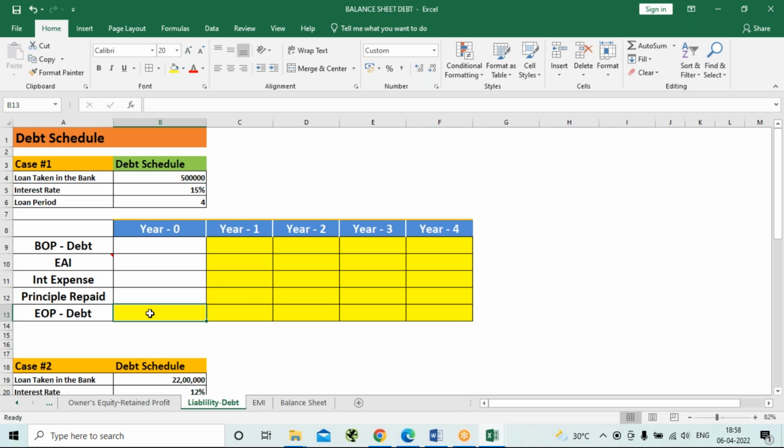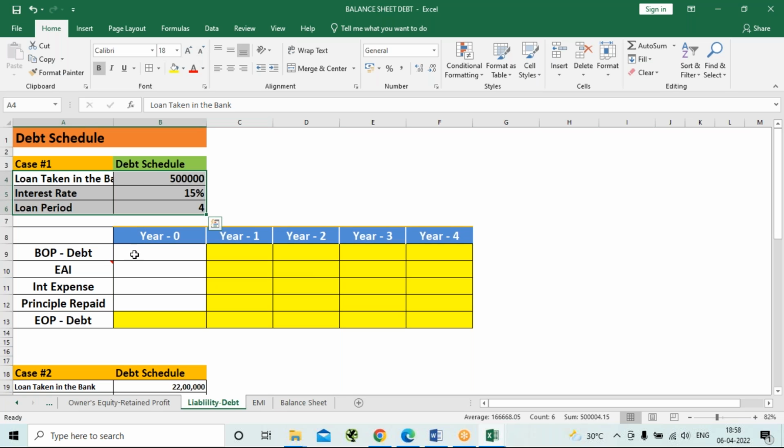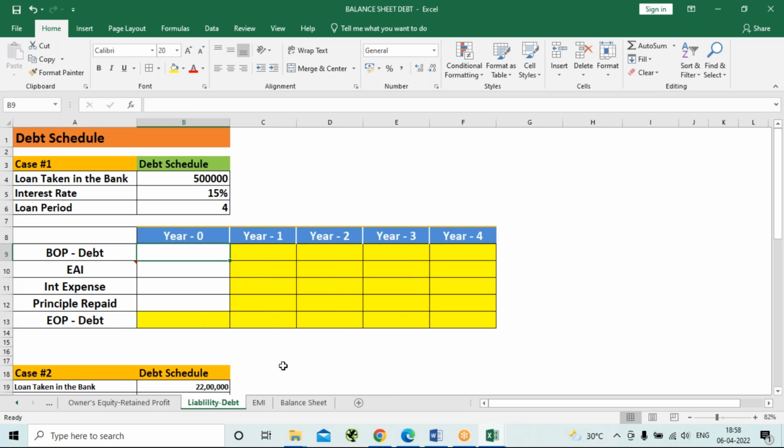So here the loan amount we have taken as per this information. Can anyone let me know what is the loan amount taken? Hope the screen is visible, and let me increase the font so that you can have clear values. Can anyone let me know what is the loan taken? 5 lakhs, sir. Okay, so that 5 lakhs you are going to give in the year 0 end of period.